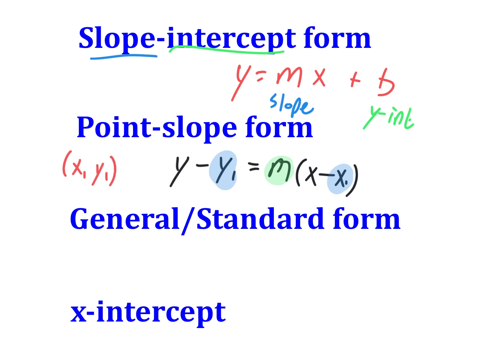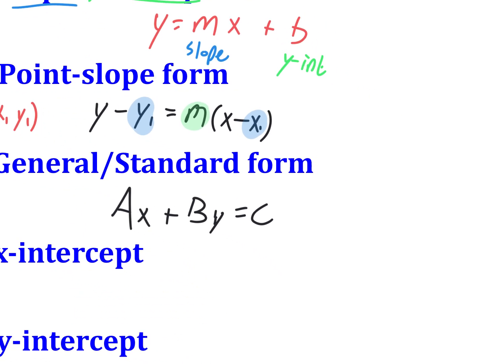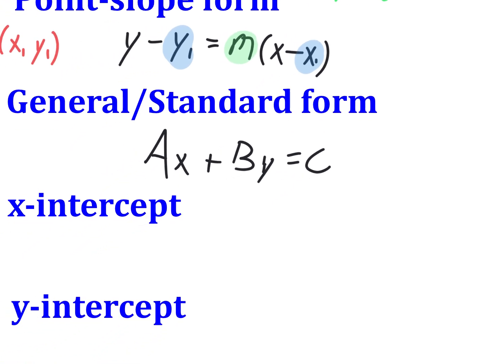General or standard form is not as frequently used, but it is ax plus by equals c. And this is particularly helpful if you're trying to find x and y intercepts, but aside from that, it's not the greatest. The rules for general or standard form are that a should be positive, and a, b, and c have to all be integers. So a, b, and c have to be integers, which means no fractions, no decimals.